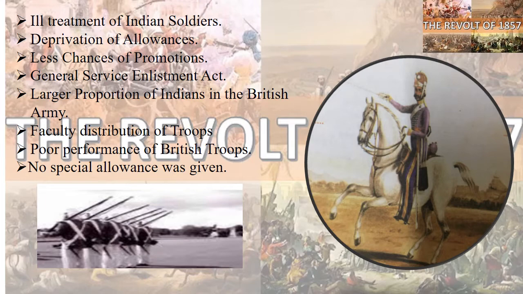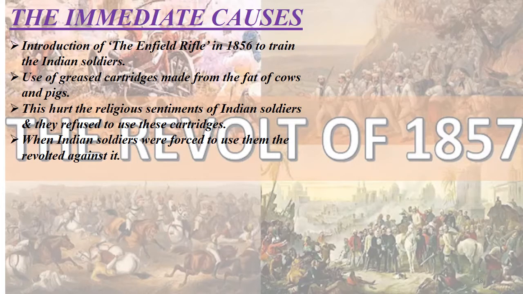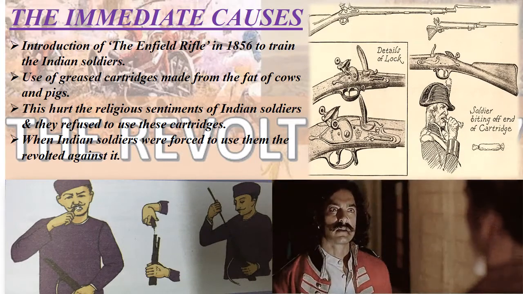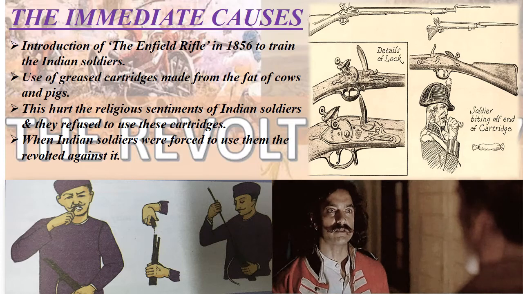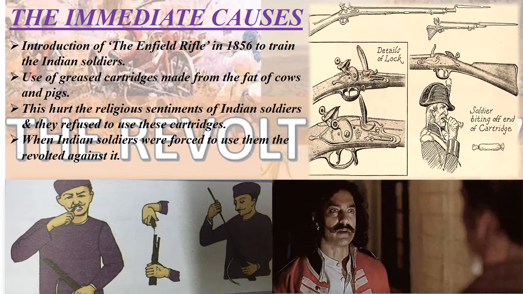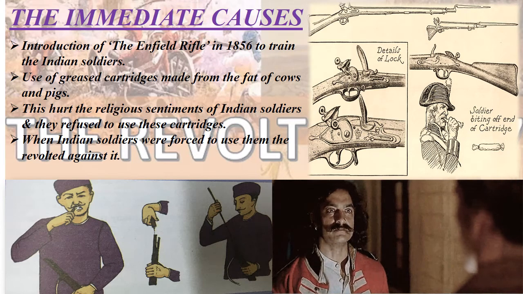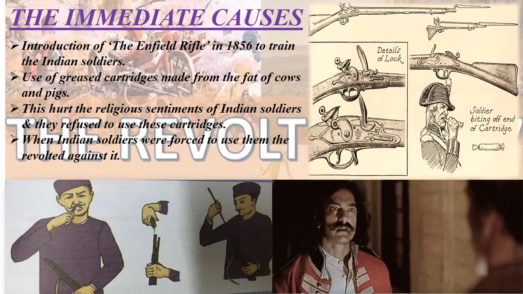And the last one, the immediate cause. The British introduced a new rifle in the army called the Enfield rifle. The cartridges for this rifle had a greased paper cover. One end of this had to be bitten off before loading the cartridge. There were rumors that the grease was made of cow and pig fat, but Muslims are forbidden from eating pigs and Hindus consider cows as sacred.